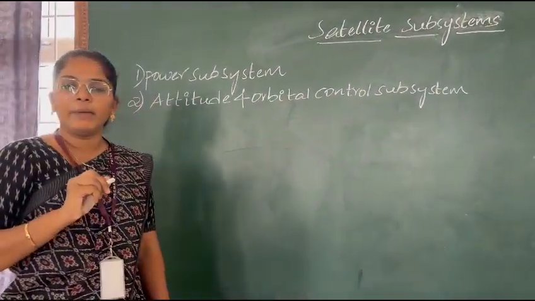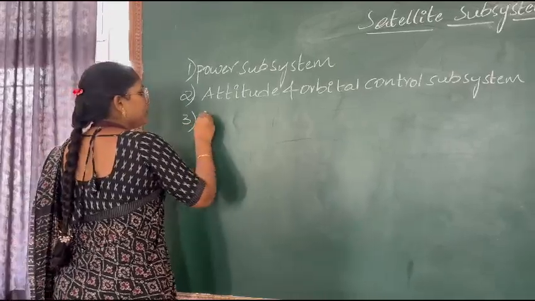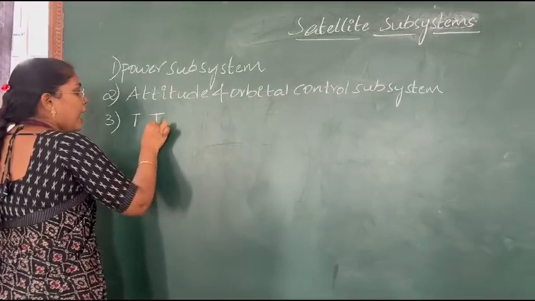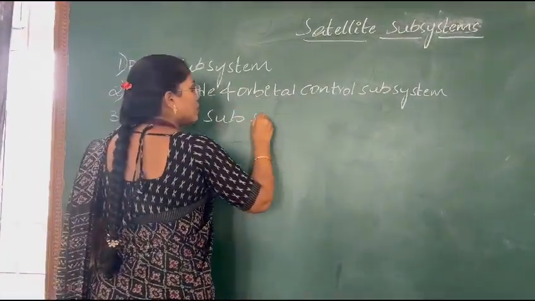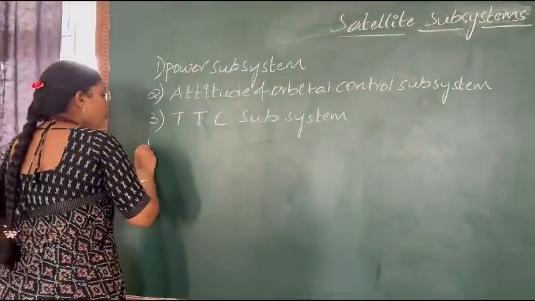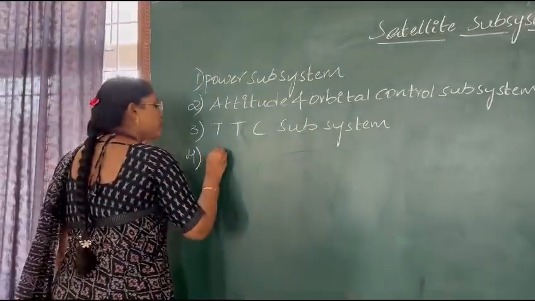Third one is telemetry tracking and command subsystem. It is shortly known as TT&C, telemetry tracking and command subsystem. And fourth one is communication subsystem.